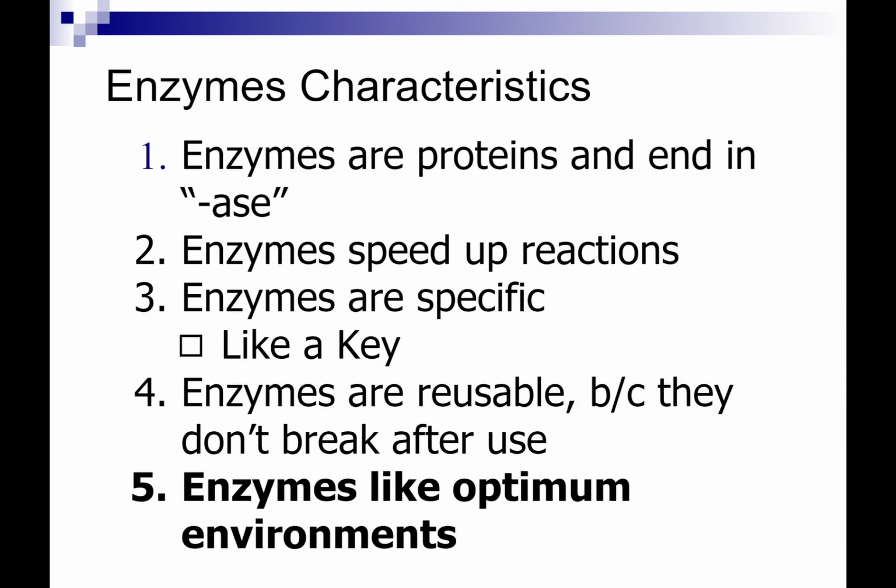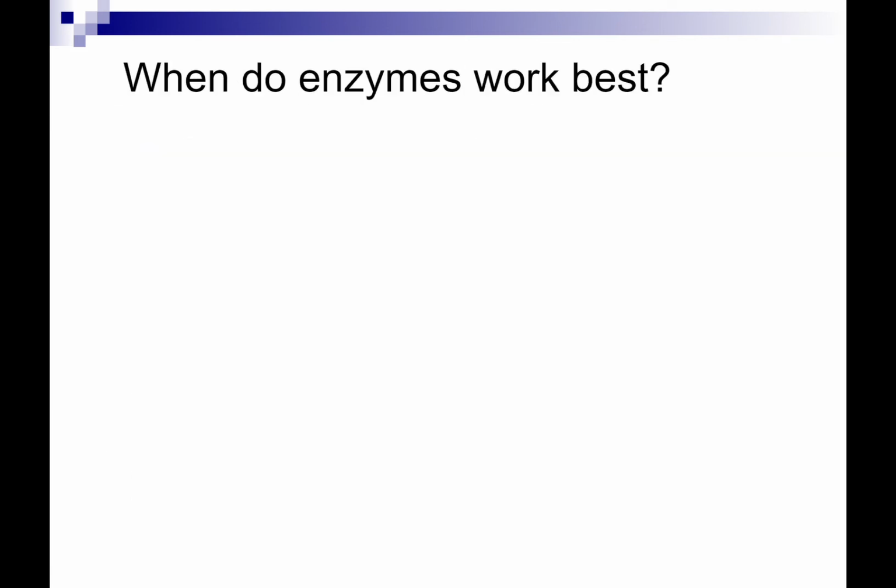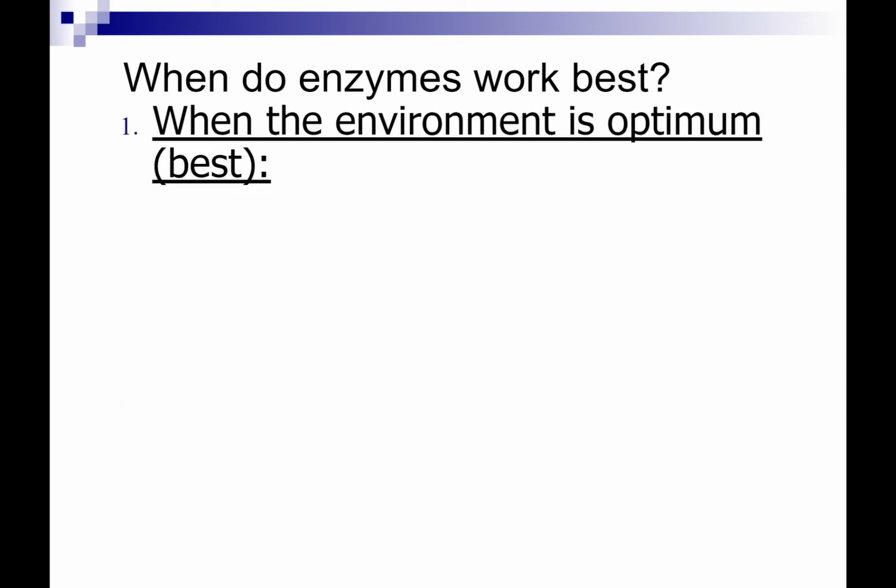Right, number 5, enzymes like optimum environments. Now what does that mean? So optimum just means best, right? So the optimum environment for enzymes really depends on the enzyme. Some enzymes like a hot temperature or a cold temperature, or somewhere in the middle. It really depends. You have to look at a graph to figure out which is the optimum temperature. Or sometimes they like a specific pH. Some like it acidic, some like it basic, some like it neutral. You have to read the graph.